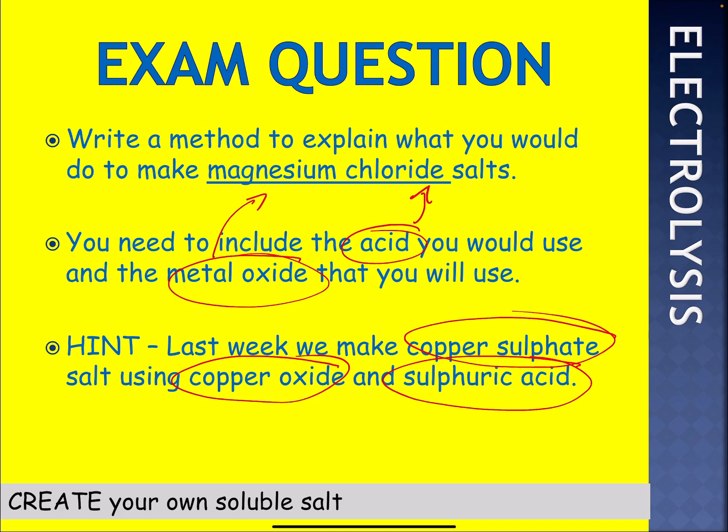Don't forget, we've just gone through the method of making a salt. This will be a typical 6-mark question. The acid you should have should be hydrochloric acid. And the base, the metal oxide, to produce magnesium chloride, it's magnesium oxide. Okay, if we move on then.